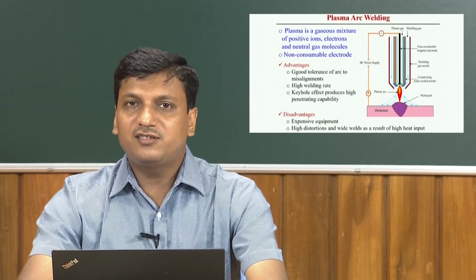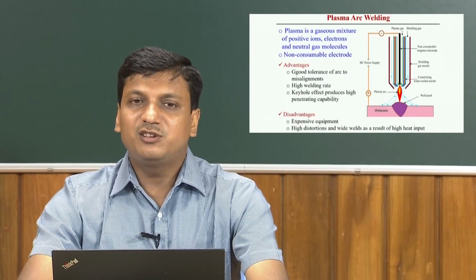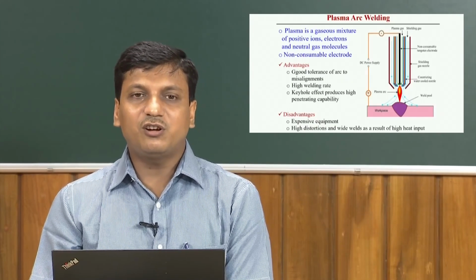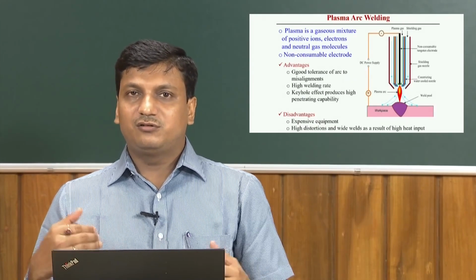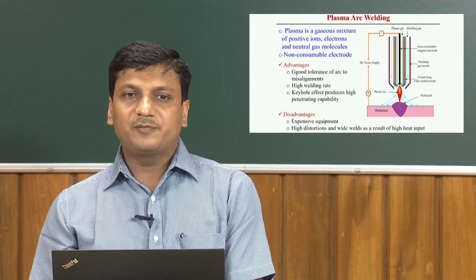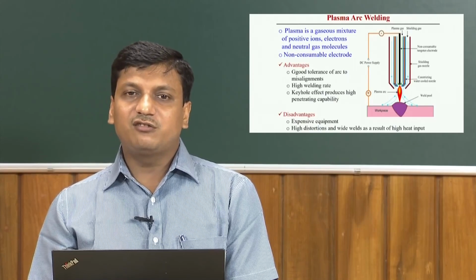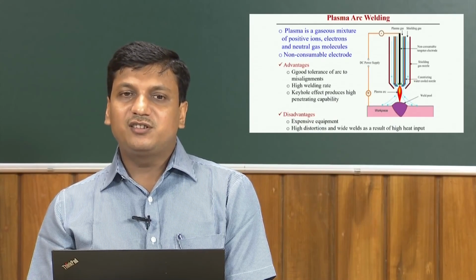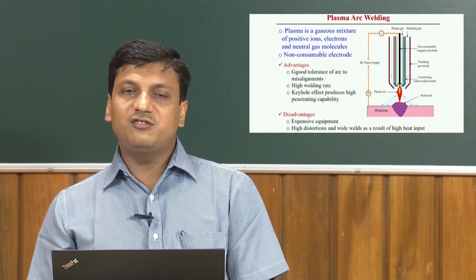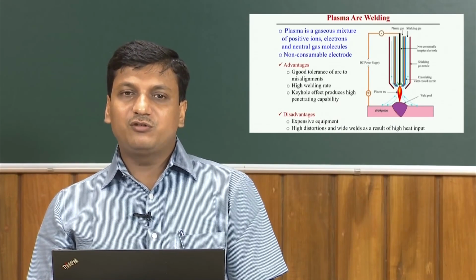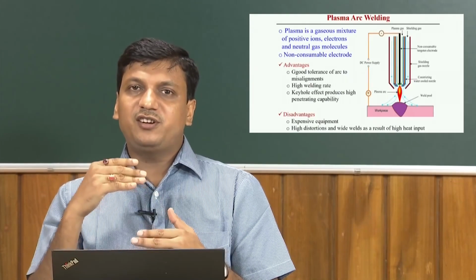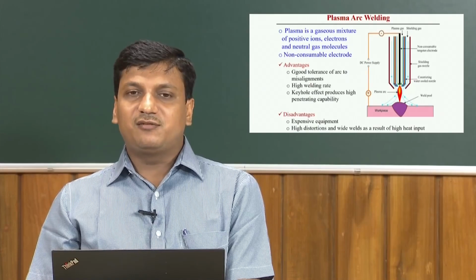And here, like GTAW, we use a non-consumable electrode, but a specific advantage is that it has good tolerance of the arc to misalignments. If there is a misalignment, it can be adjusted by the creation of the arc, and a high welding rate can also be achieved in plasma, and the keyhole effect can also be produced. This is the only arc welding process where the keyhole mode effect can be produced, and that gives high penetration for high thickness material.